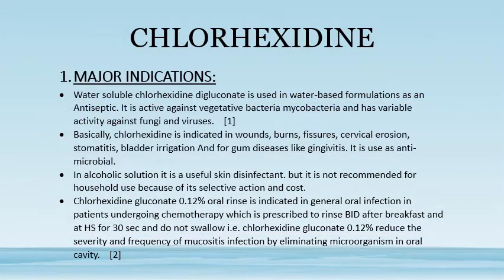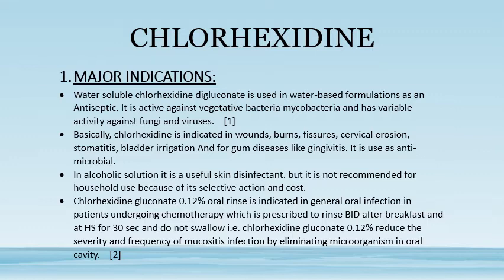First we have to see what are the major indications of chlorhexidine. Chlorhexidine belongs to the class of drugs known as antimicrobials, and the water-based formulation of chlorhexidine is used as an antiseptic because it is active against vegetative bacteria and has variable activity against fungi and viruses. Basically, chlorhexidine is indicated in wounds, burns, fissures, and cervical erosions, and also for gum diseases like gingivitis, because it has antimicrobial activity.